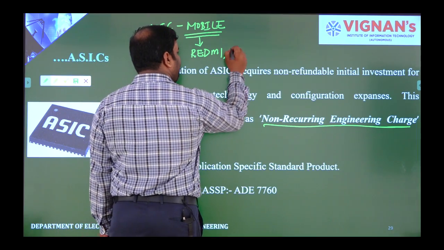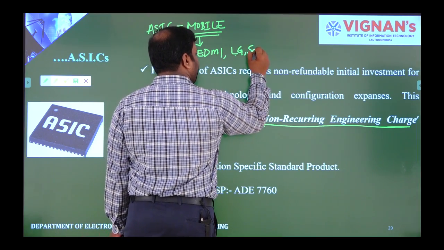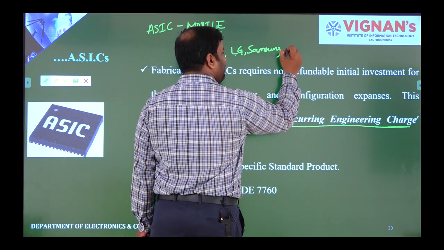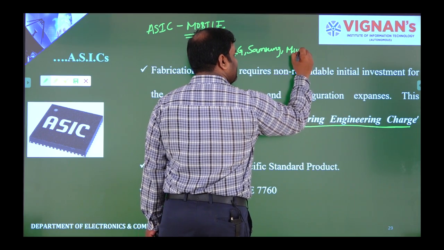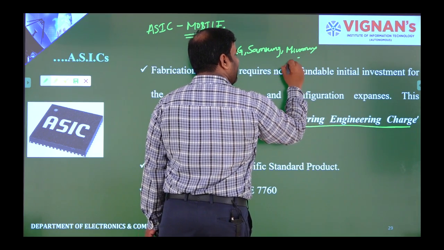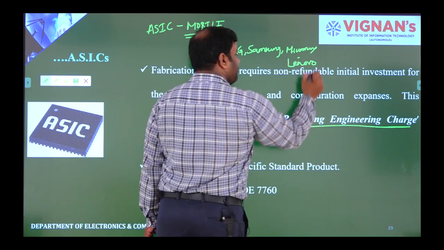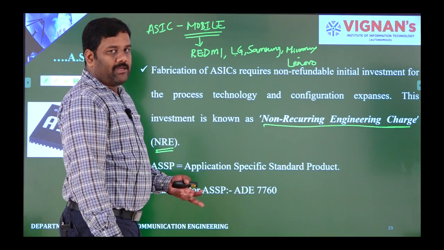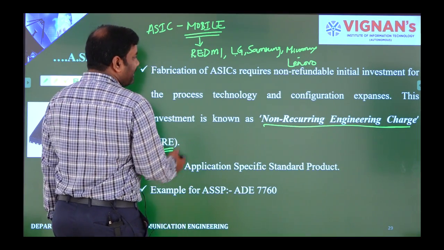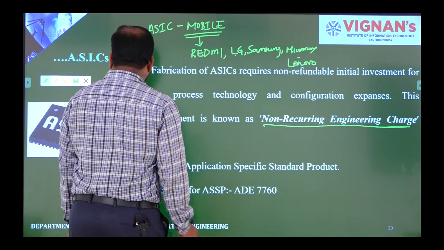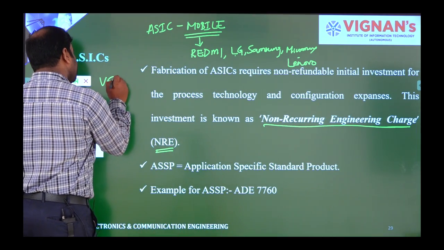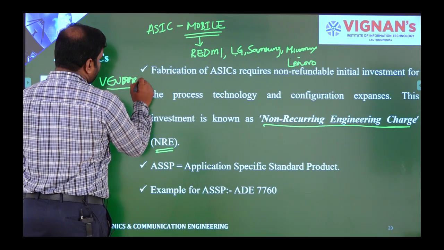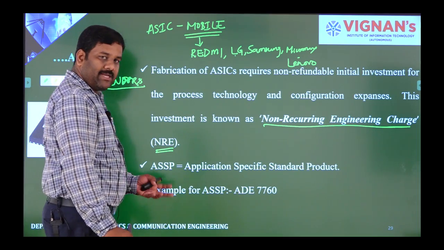Clients means Redmi, LG, Samsung and Micromax, Lenovo. So these are all the companies, these are all clients who need the market. But there are some people available whom we call vendors. So vendors means who will manufacture the mobile.